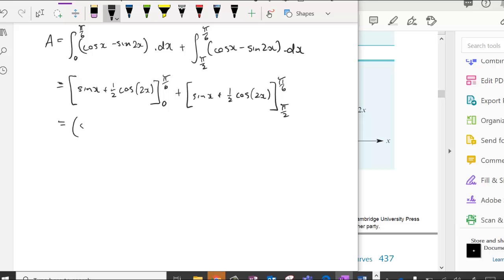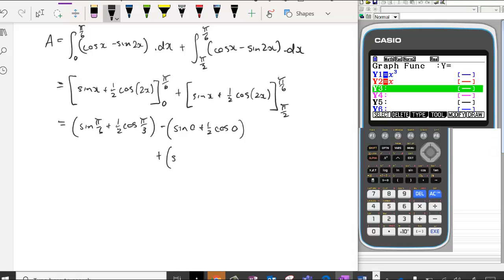So when we sub in pi on 6, we've got sine pi on 6, and we add on 1/2 cos pi on 3. So 2 times pi on 6 is pi on 3. Subtract sine 0 and 1/2 cos 0, and then we add on sine pi on 6 plus 1/2 cos pi on 3, and we subtract sine pi on 2 and 1/2 cos of pi. So sine pi on 6 is simply 1/2, and we've got 1/2 of cos pi on 3, which is 1/2. That means we've got a quarter.